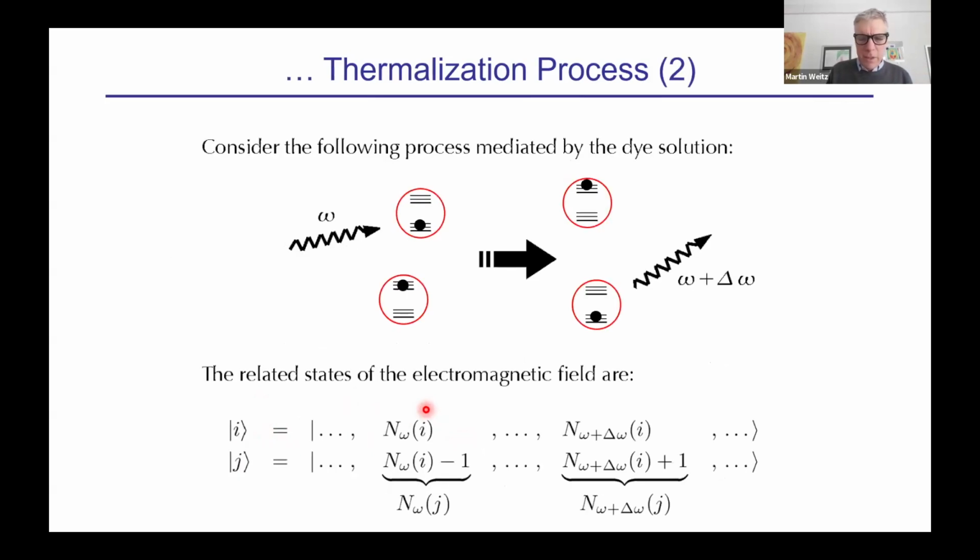What this now means, what we need from the dye solution such that this is fulfilled, is the following. We absorb a photon of frequency omega and emit a frequency of omega plus delta omega. This changes, as you see here, the population numbers of the light field configurations I and J. So here you get a photon less at frequency omega, and at omega plus delta omega, you have one photon more.